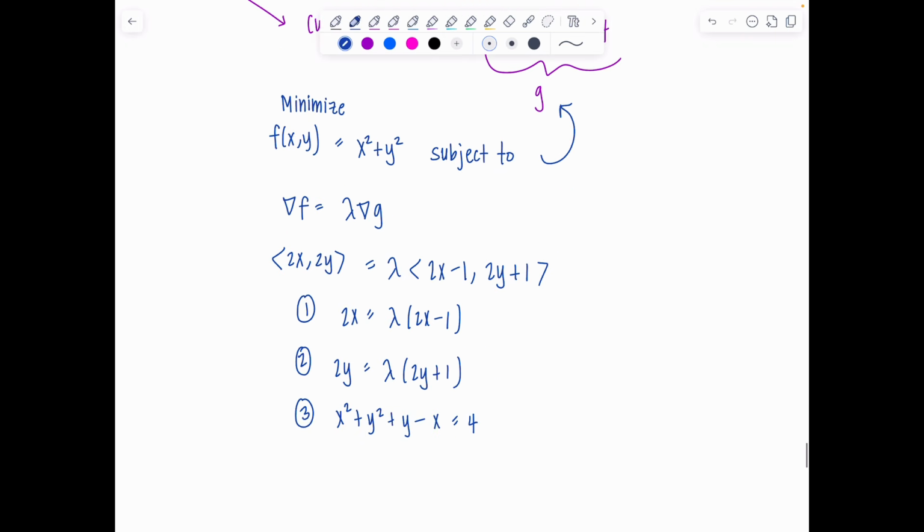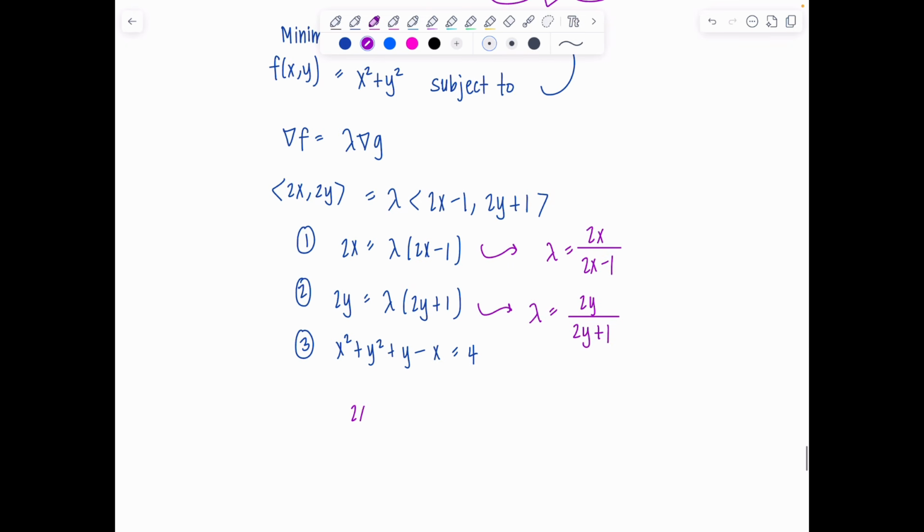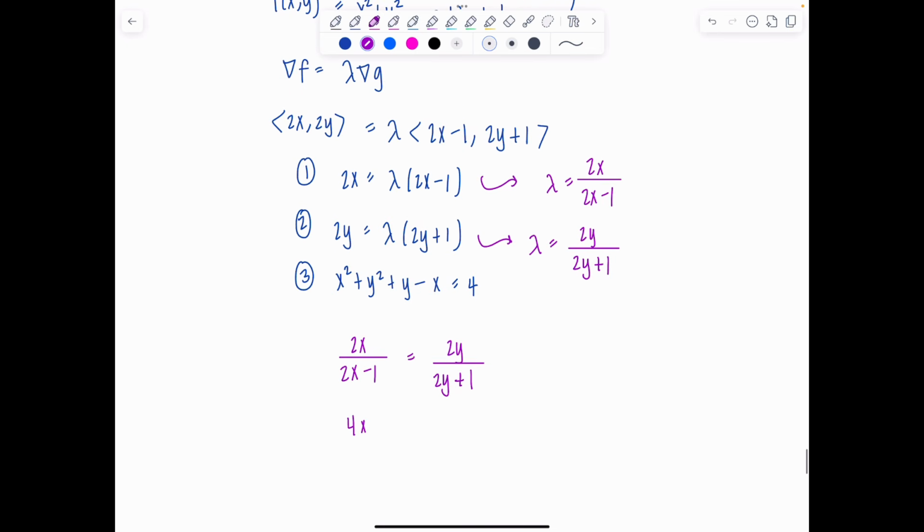So I think the cleanest way to solve this is just isolate lambda in equations 1 and 2. So it's 2x over 2x minus 1, and then from the second equation, it's 2y over 2y plus 1. I can set those equal to each other. So 2x over 2x minus 1 equals 2y over 2y plus 1. Cross multiply and we get 4xy plus 2x equals 4xy minus 2y. These terms cancel out, and then that means x is negative y.